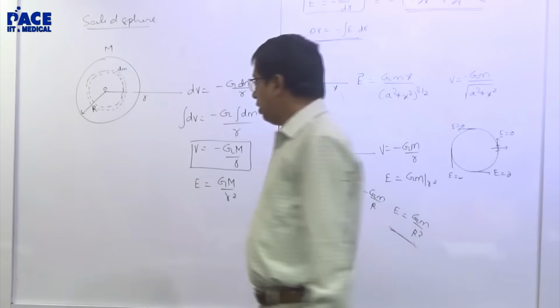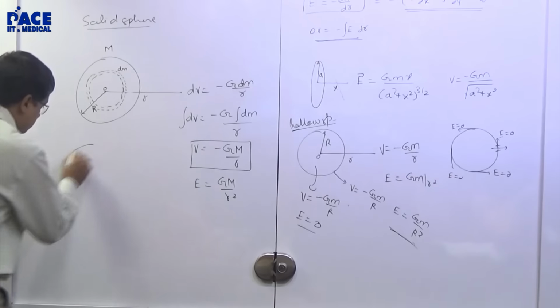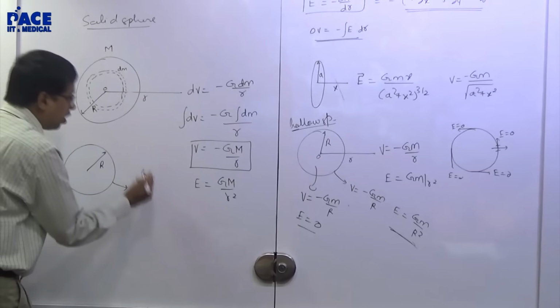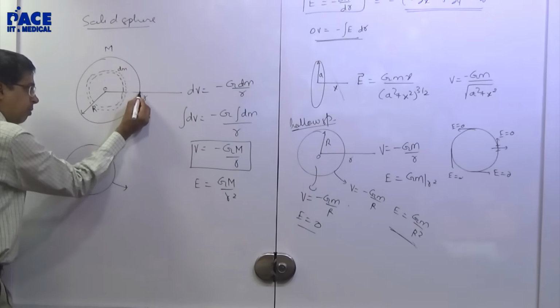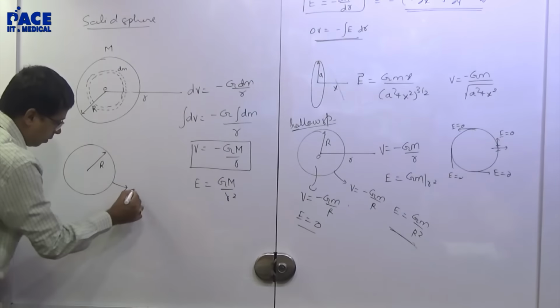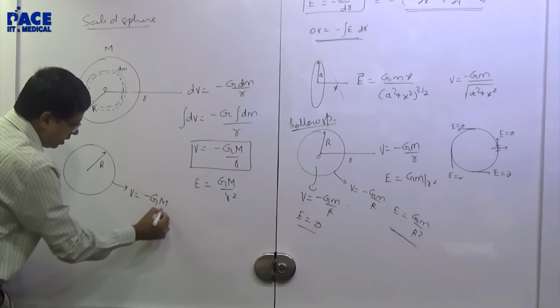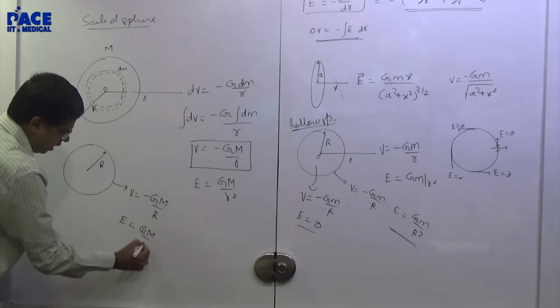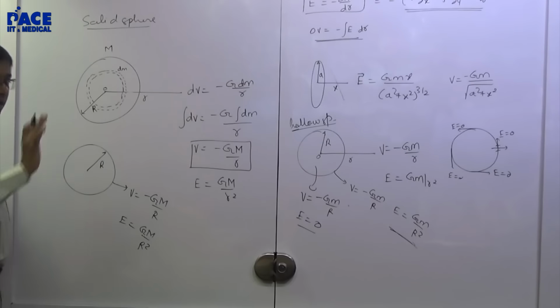Yes, sir. On the surface, I'll replace small r with capital R because from external you are coming to the surface. Potential is minus GM by R. Field is GM by R square. Inside I have a problem.